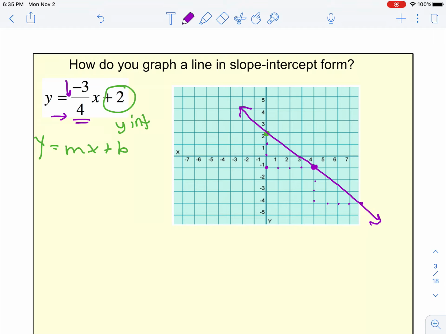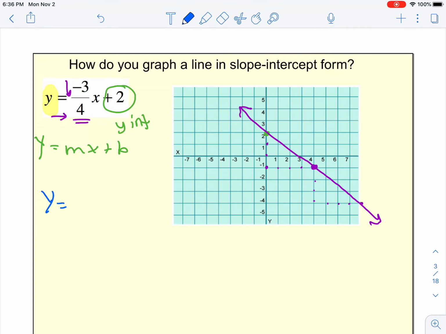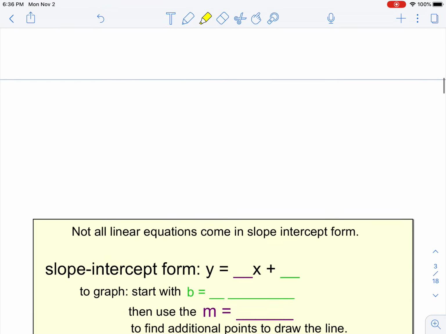So that's how we graph in slope-intercept form. Pretty simple, but the key is in slope-intercept form, these equations have to be solved for y, so that the equation is in y equals mx plus b. Again, these are solved for y.